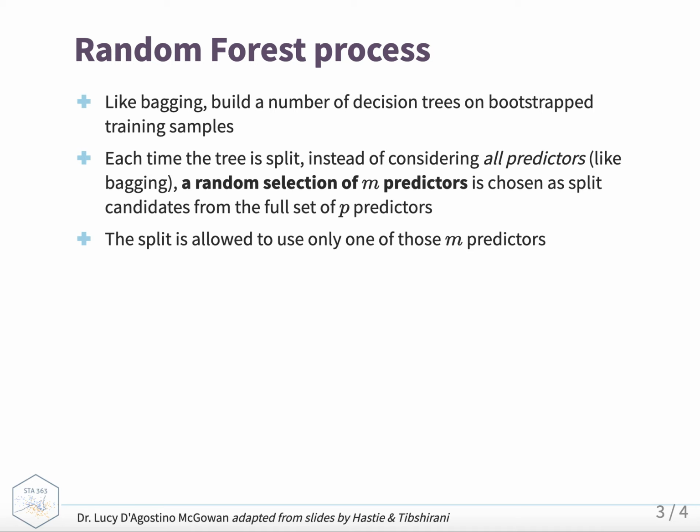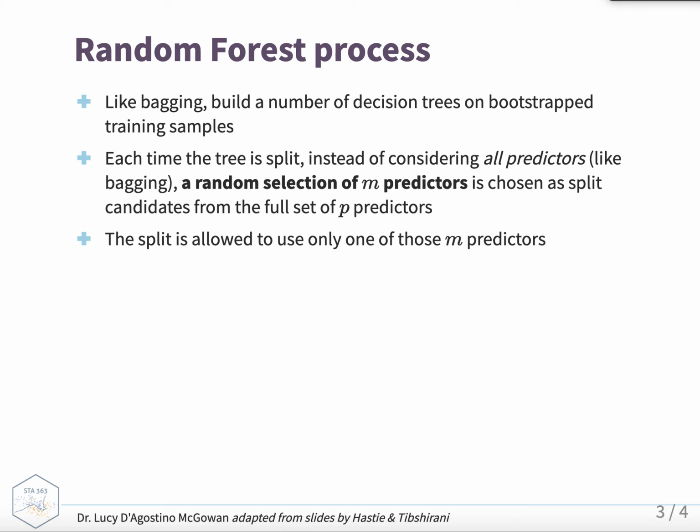But this time, each time the tree is split, instead of considering all predictors, like bagging... The way that bagging works is basically once you get to the part where you are fitting a decision tree, you're fitting it exactly the same way that you would normally fit a decision tree. And when you normally fit a decision tree, this is a greedy method where the very first thing your tree does is it considers all of your predictors and then it finds the optimal spot and the optimal predictor to make a split.